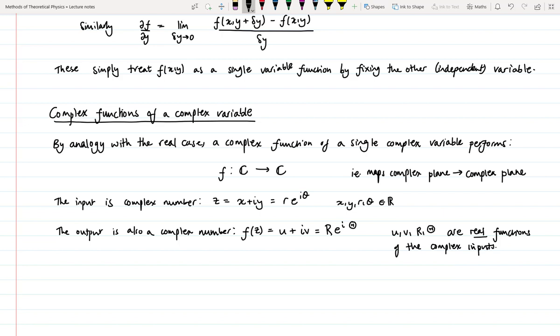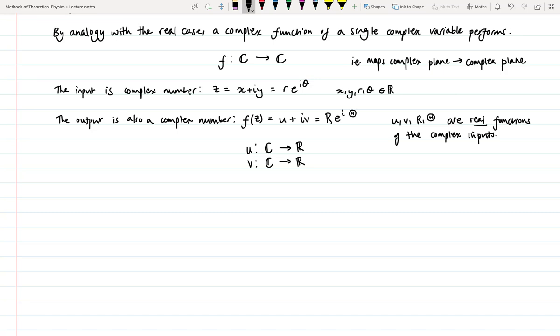And I'll write this below to emphasize that u and v are functions. So the function u maps some complex input to some real output, and similarly for v. U, which is the real part of the value returned by our function, is itself a function that takes a complex input and returns a real output, similarly for v.